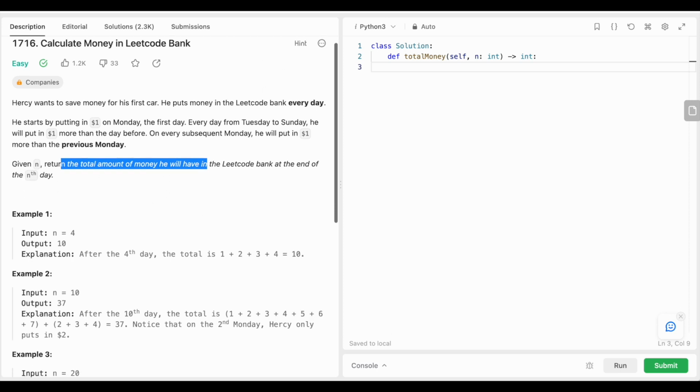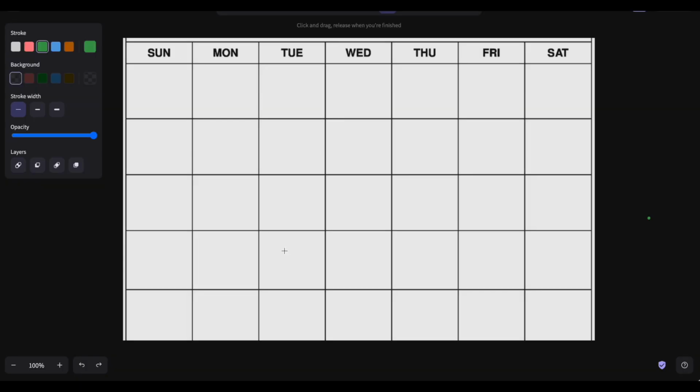So, if we look at a calendar, it's basically saying Hersey will start by saving $1 on the first Monday, and then 2 on the second Monday, 3, 4, it goes on, and many more weeks. And then every subsequent day, he adds $1 more than the previous day. So 1 plus 1, that's 2. 3, 4, 5, 6, 7.